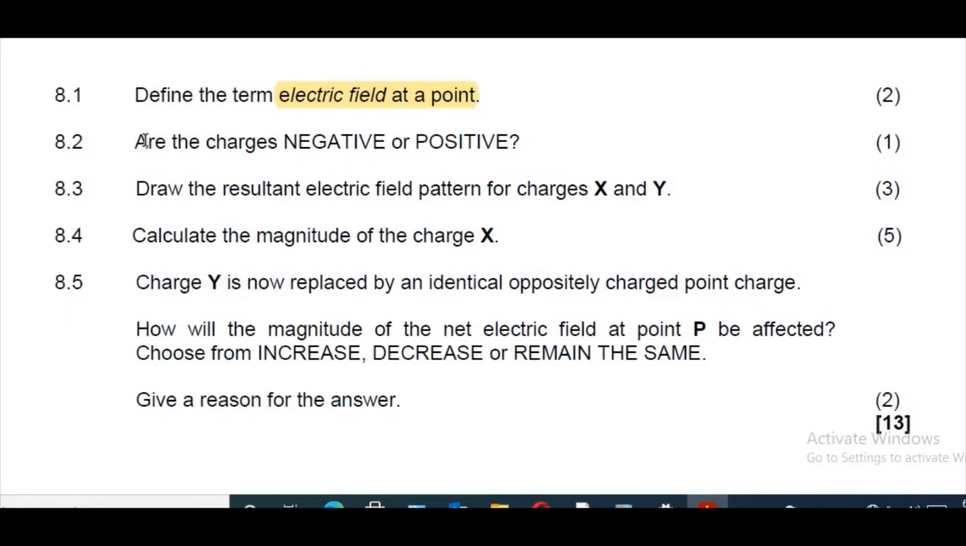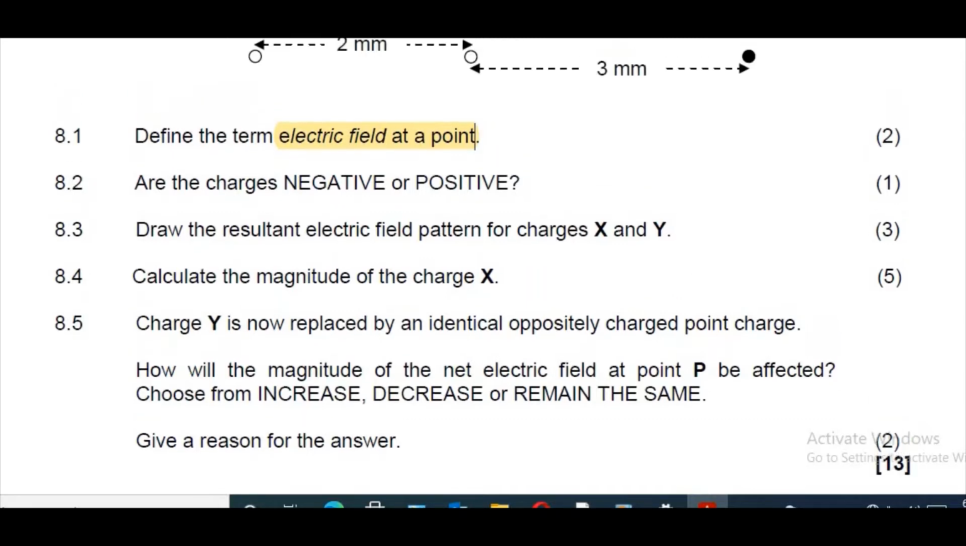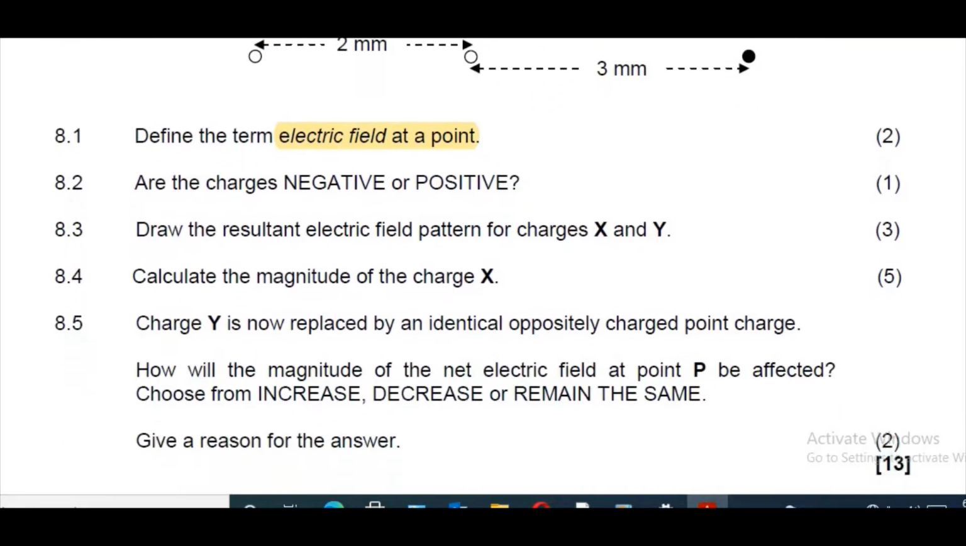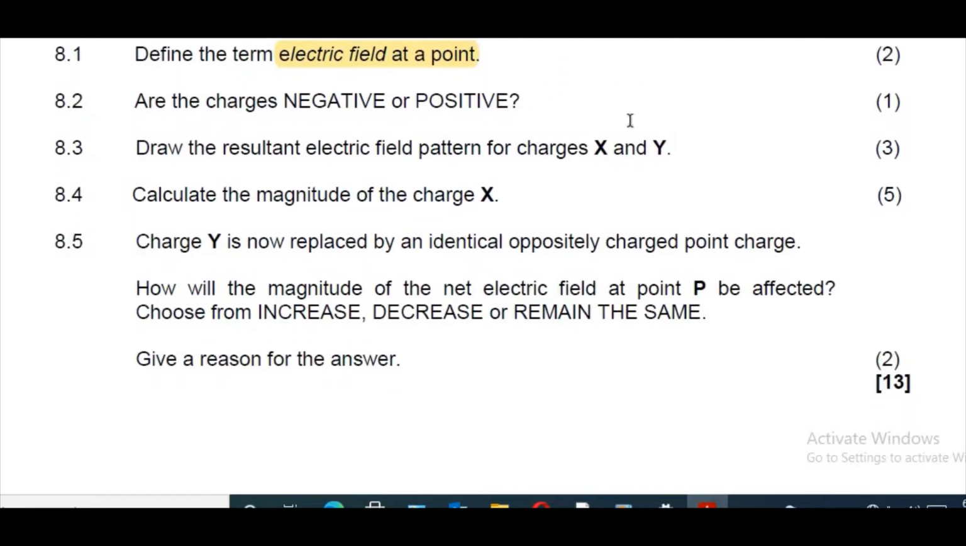And then 8.2 says to us, are the charges negative or positive? So charges X and Y, we know they're identical, so they have the same sign. They can either both be positive or both be negative. So the question is asking you, are they negative or positive? It's an interesting question, and you'll see how we go about answering it, right?